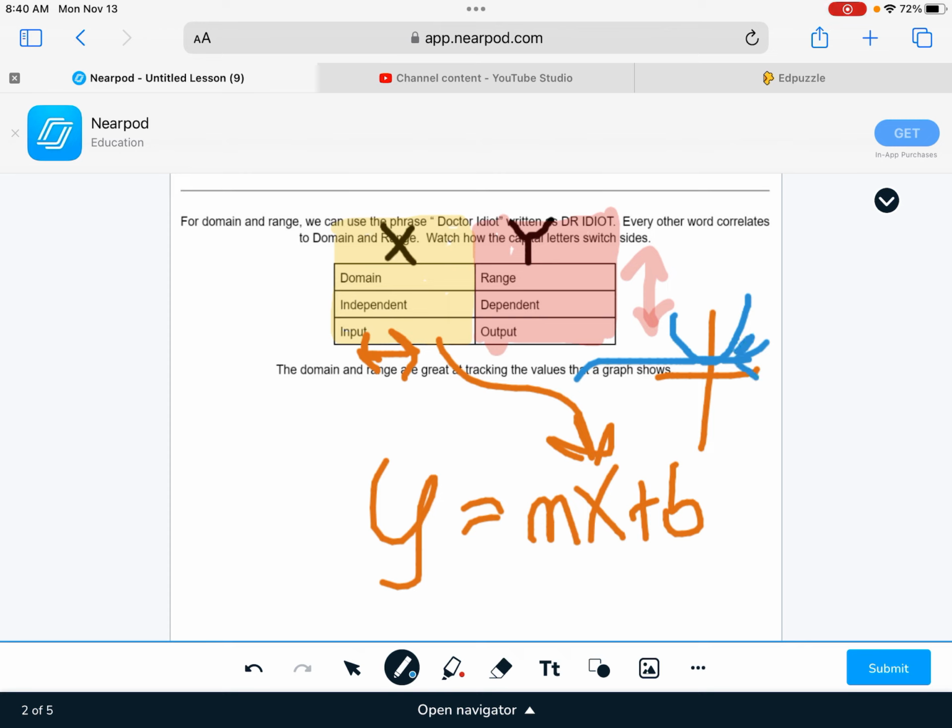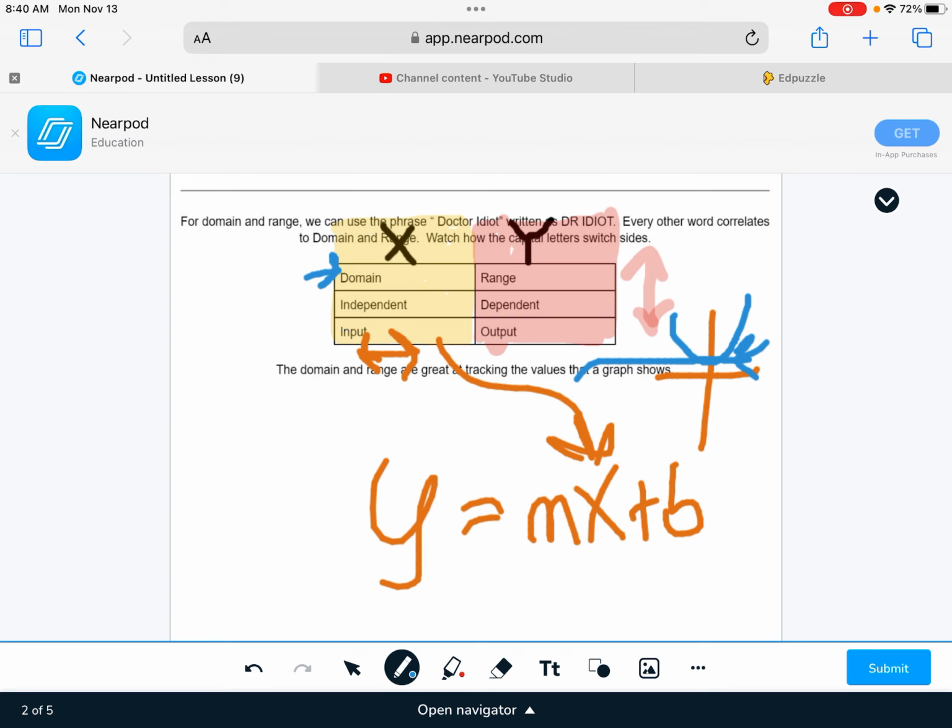I have these shaded in different colors so we can see what each of these represents. I make a table out of it where I alternate left and right, and I use the name Dr. Idiot in order for us to remember what's going on. Doctor, DR, domain range. I start on the left side with domain, I go to the right side with range. From there, I look at my independent and my dependent, ID from idiot, okay?